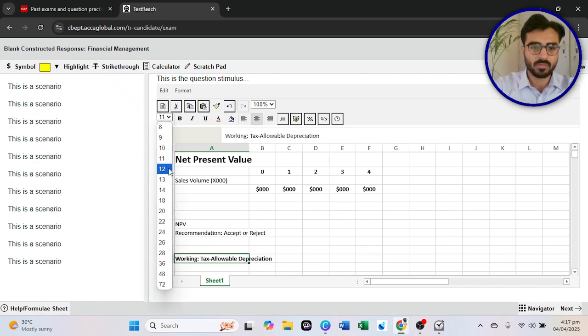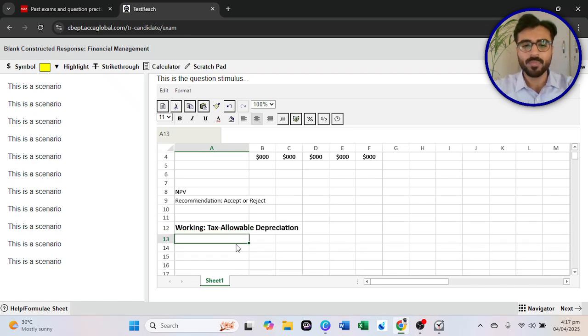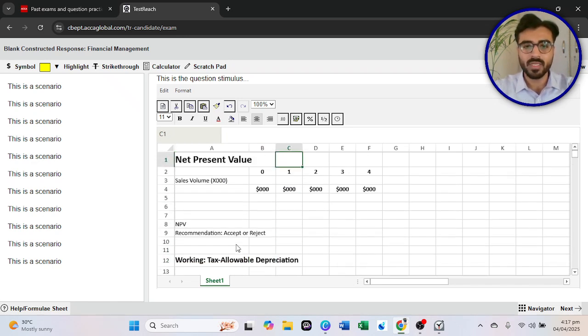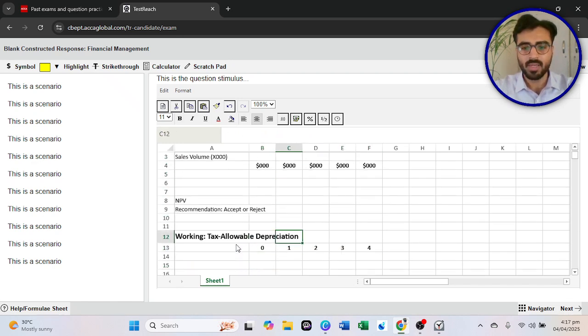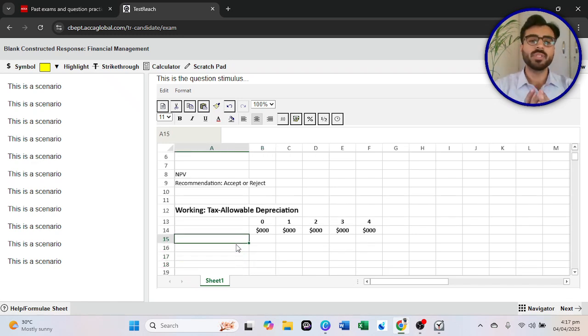This is the heading for our working, so I will increase its size and adjust the row height accordingly. Now the next thing we are going to do is copy the years from our NPV calculation here, and also the heading of the rounded figures. Whenever you do the working for the tax allowable depreciation, on the first line you will write the tax written down value.